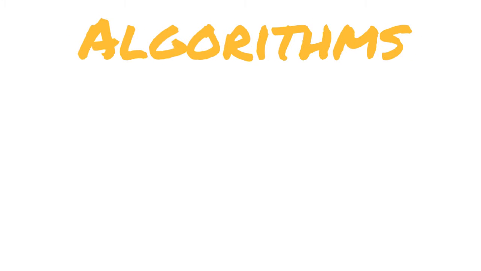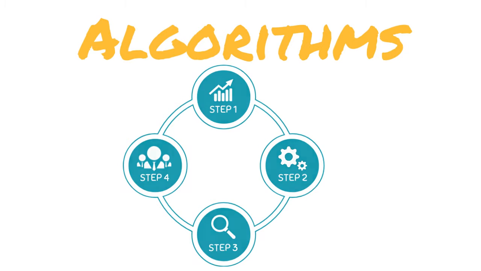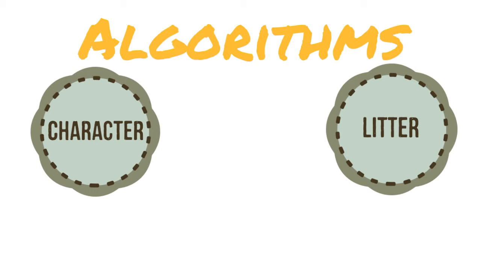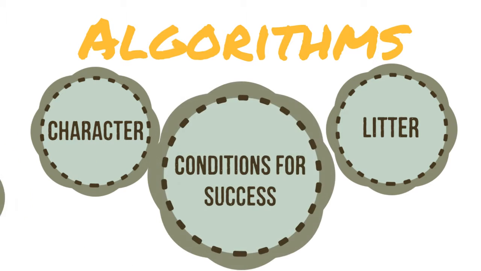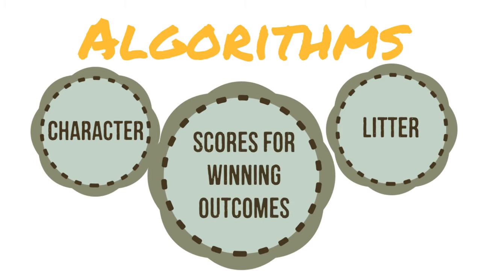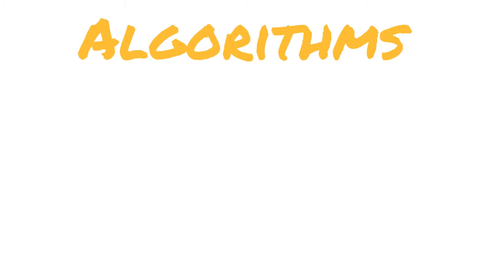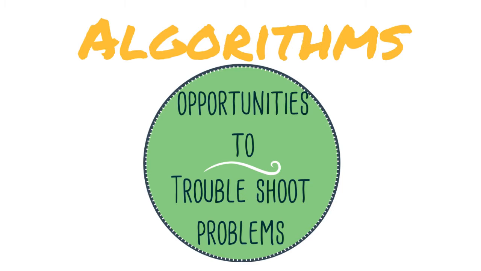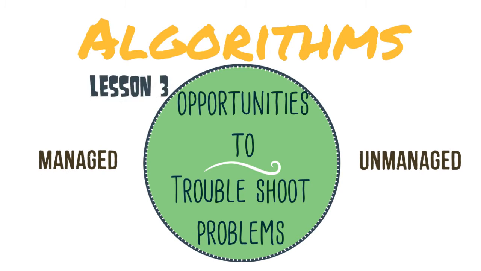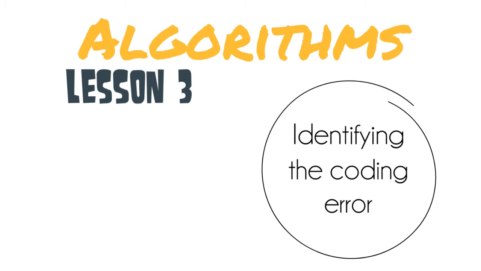Students use algorithms to build coding blocks following a clear and logical sequence of steps for their sprites, such as characters and litter sprites, which contain variables such as time and conditions for success, such as scores for winning outcomes. Students will be given opportunities to problem solve and troubleshoot their algorithms through managed and unmanaged failures, such as in Lesson 3 when identifying the coding error.